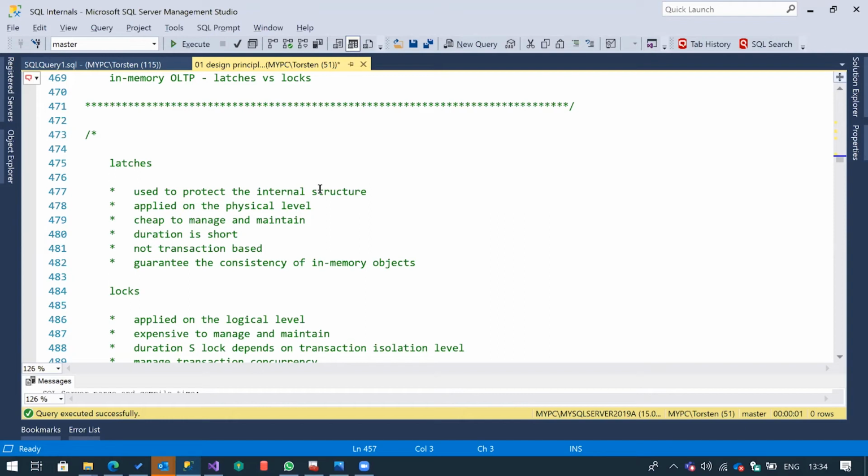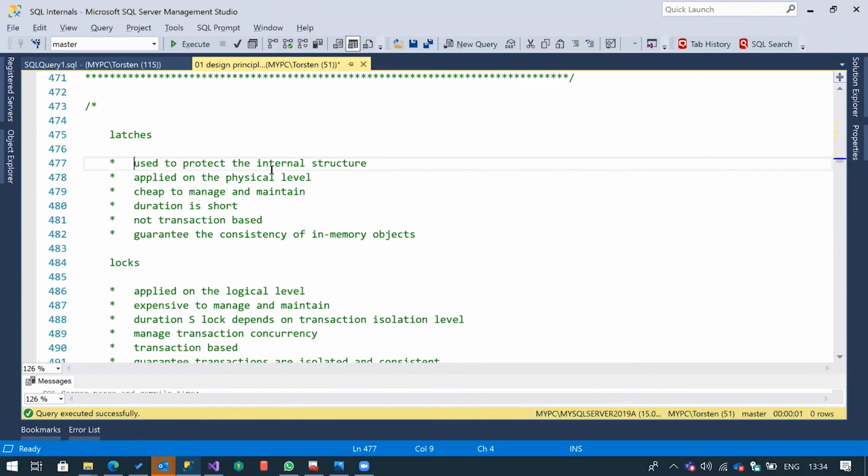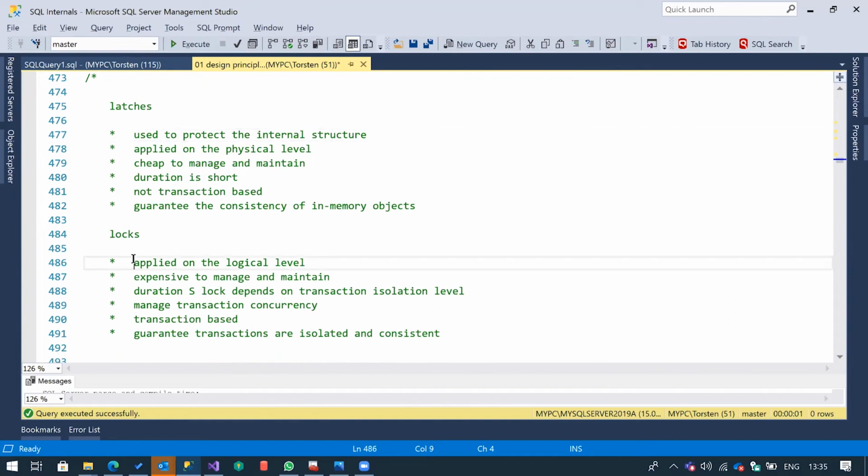So you can see the latch is something to protect the internal structure. In our case, the page latch is something which protects the page. That is a physical structure. The lock is applied on a logical level only. Again, we can change the behavior of the lock by setting a transaction isolation level.